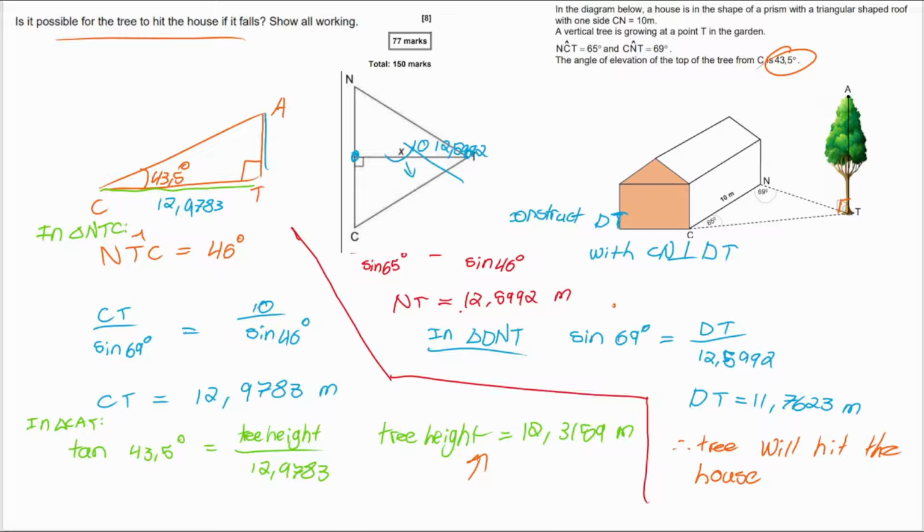Where did this come from? Oh, it's coming from below the diagram. Okay, anyways. So let's say that the shortest distance from the house to the tree is 10 meters. But if the tree is 15 meters tall, and this is the shortest distance, obviously the tree is going to hit. Okay, that was the end of this paper.